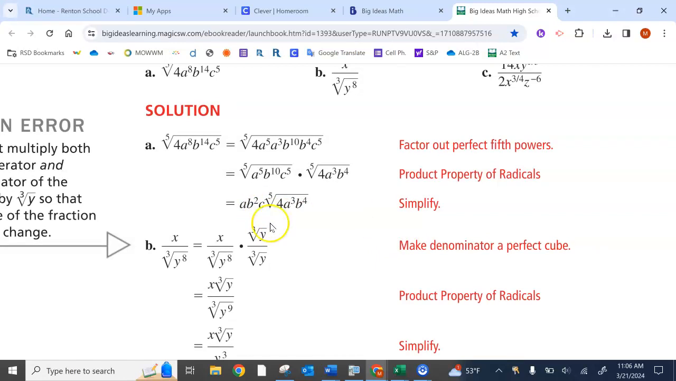Anyway, let's see. So that's why we got A cubed, but A cubed is left over after we take out the A to the 5th and B to the 10th, right, etc. So we did this problem yesterday.